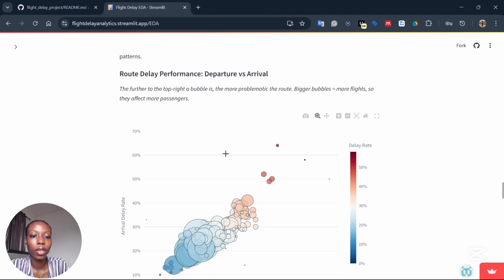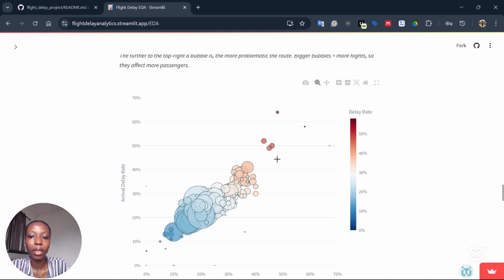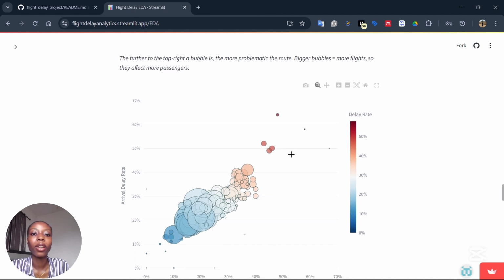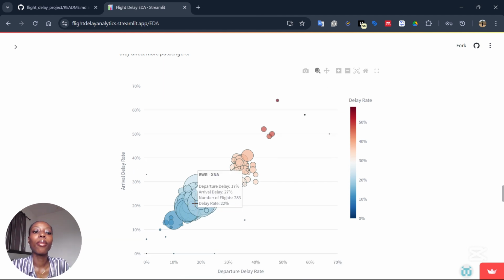So for the route delay performance, this is also an interactive Plotly chart. The further to the top right a bubble is, the more problematic the route is, and bigger bubbles mean more flights. We can see that the most problematic routes actually have fewer flights, less than 100, just 6, and they still struggle with delay. The ones with larger traffic still manage their delays efficiently.